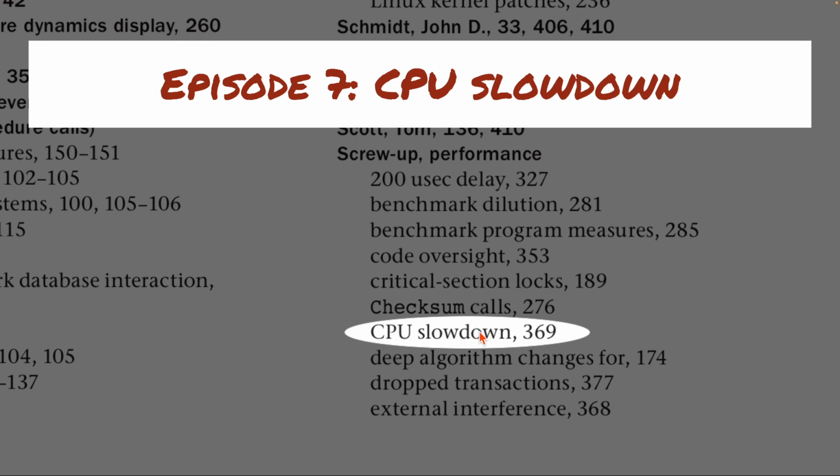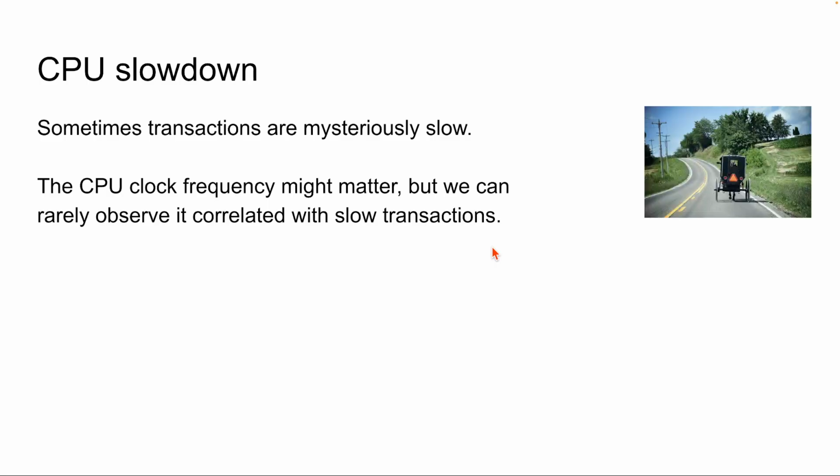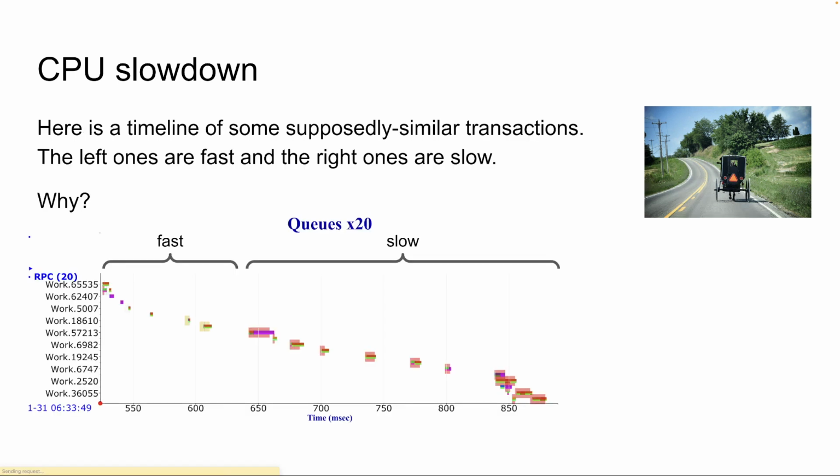Here from the index is episode 7 today on CPU slowdown. Sometimes transactions are mysteriously slow, and it's possible that the CPU clock frequency might matter, but it's really difficult to observe that, and in particular to observe it correlated with slow transactions.